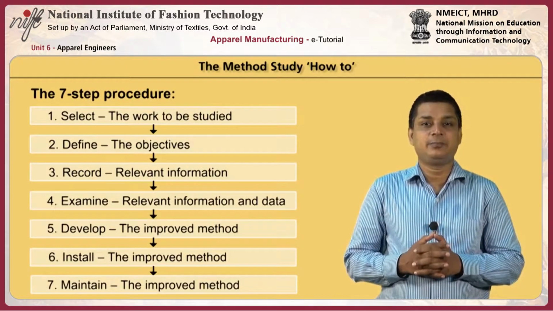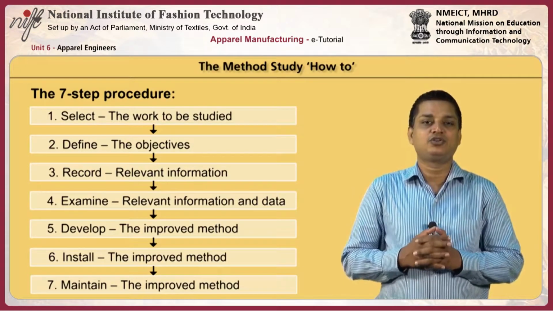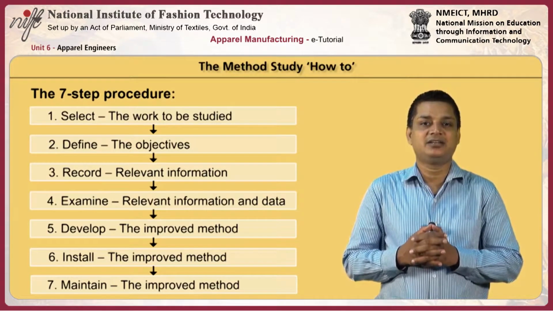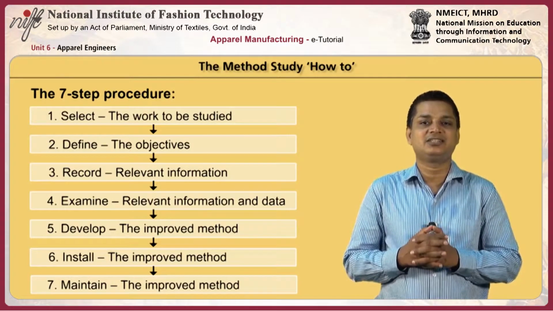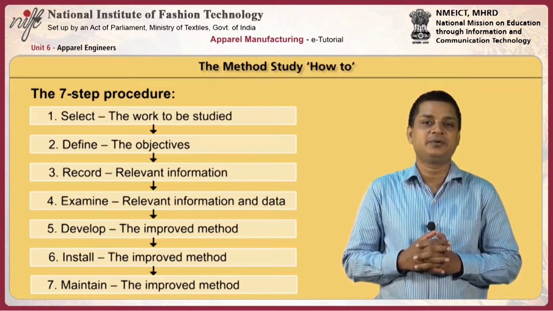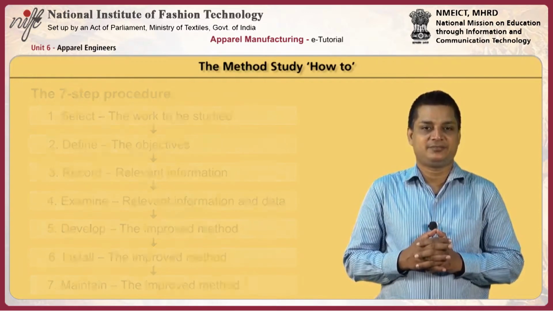This is the seven-step procedure to conduct a method study. In the first step, the work to be studied is selected. The objectives are then defined. Relevant information is recorded and then examined. Now an improved method is developed and installed. Finally, the improved method is maintained.